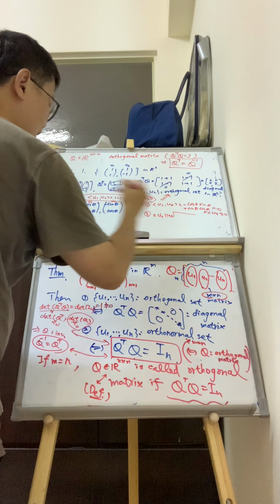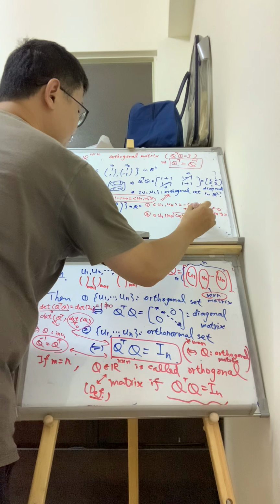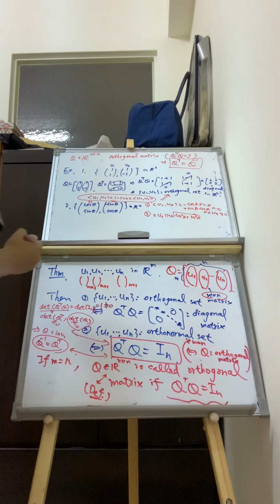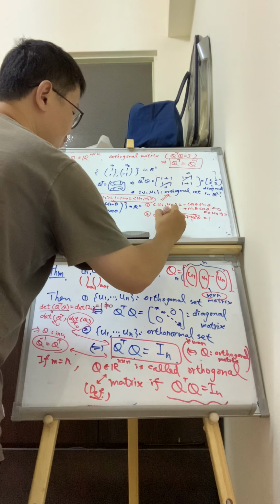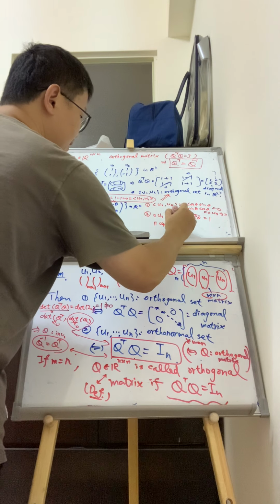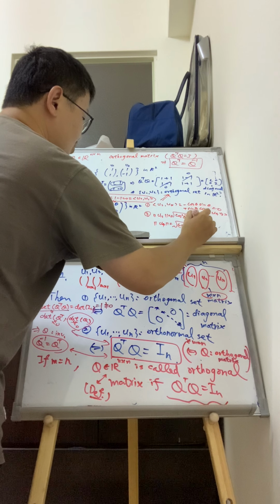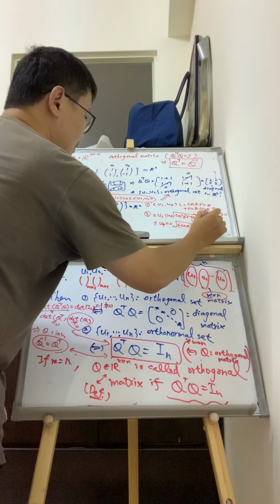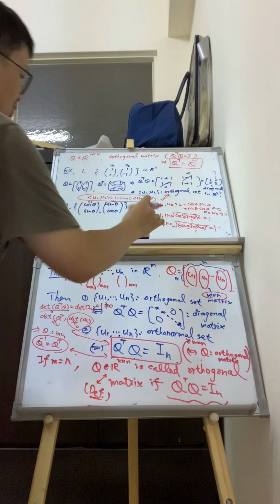U3's length is the square root of cosine square plus sine square. Right? And cosine square plus sine square is 1, so it's 1. And U4's length is the square root of negative sine square plus cosine square, and it still equals 1. And the square root of 1 is also 1.